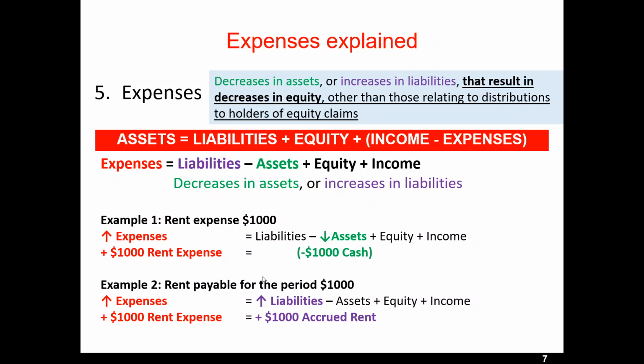Since these two minus signs will give you a positive 1000 figure on the right hand side of the equation, we ended up balancing both sides of the equation.